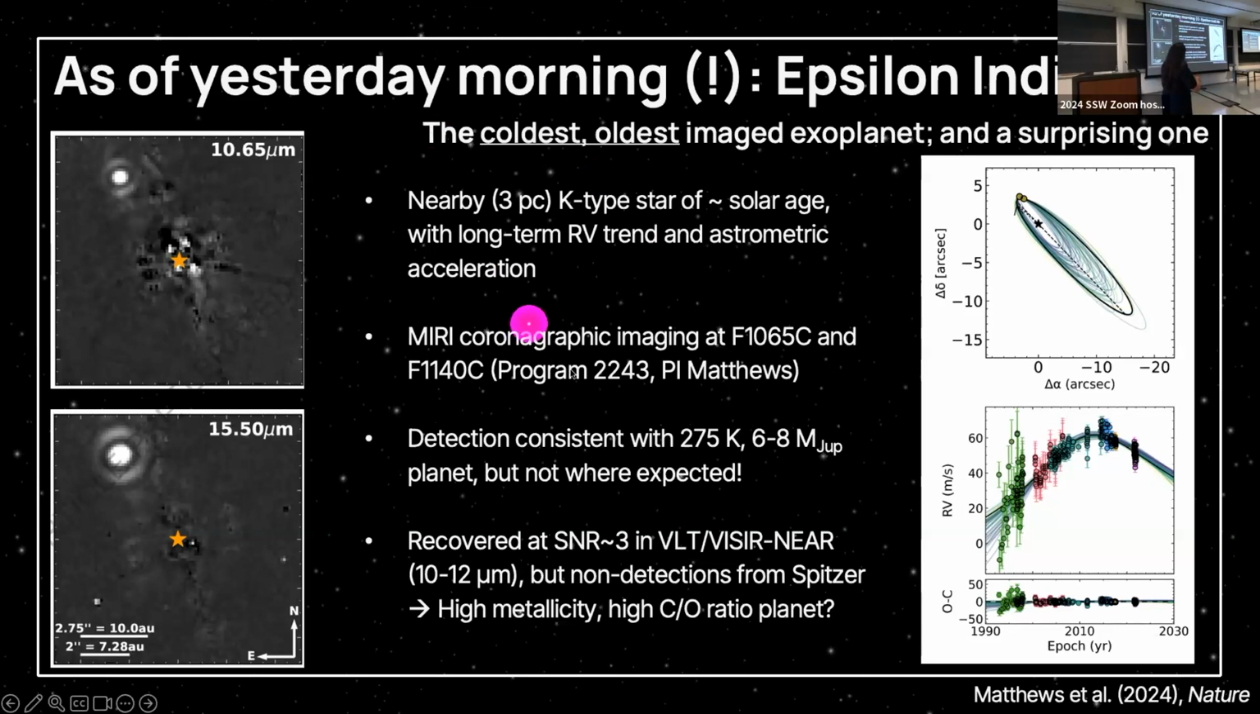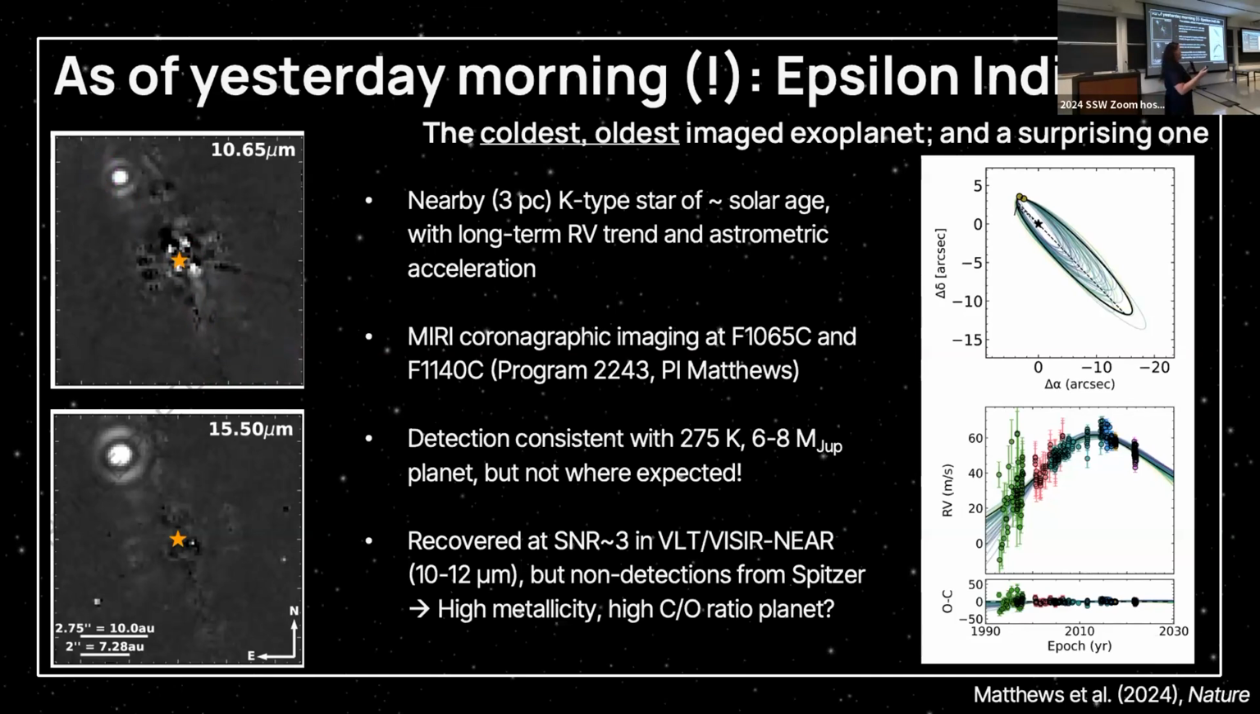Elizabeth Matthews and collaborators used the MIRI coronagraphs at 10 and 11 microns and found this exceedingly bright point source in these 2 images here. This detection is consistent with, as we saw earlier, a very cold 6 to 8 Jupiter mass planet. But what's very curious about it is that from the astrometric orbital solution and the RV trend, they actually expected to see it down here. So it popped up in the wrong quadrant.